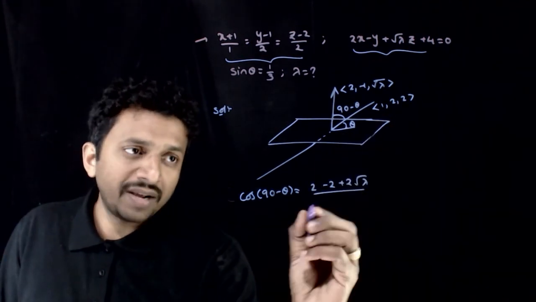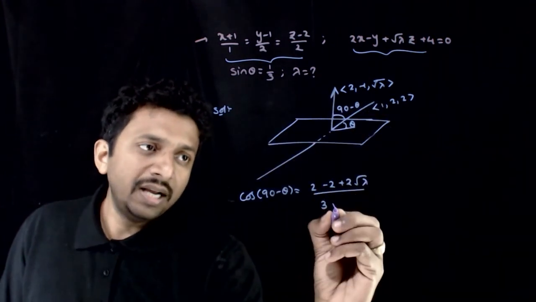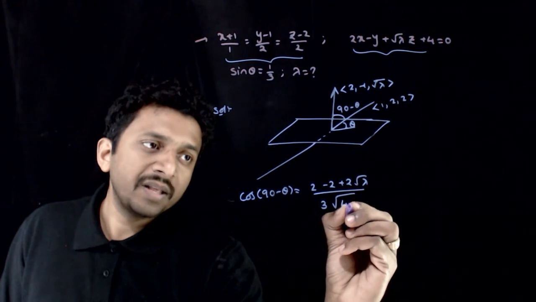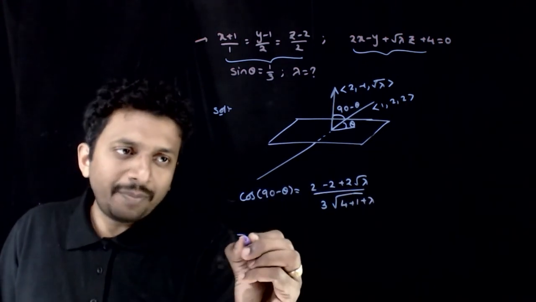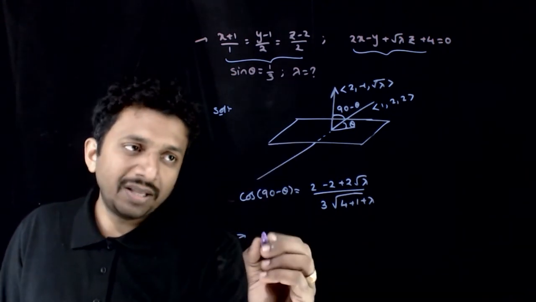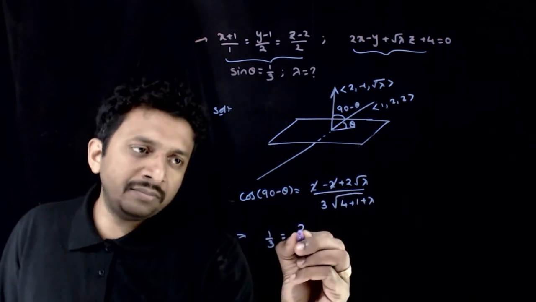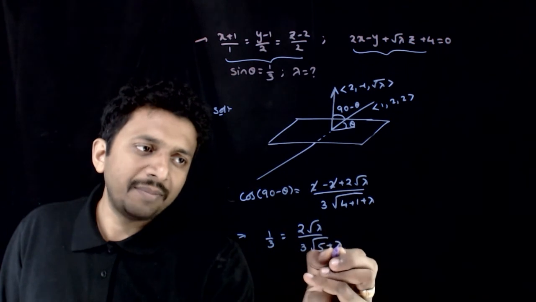the magnitude of this vector is 3, root of 2 square plus 2 square plus 1 square, into root of 2 square plus 1 square plus lambda, that is 4 plus 1 plus lambda. This implies cos of 90 minus theta is nothing but sin theta, which is given as 1 by 3. So 1 by 3 is equal to, these two get cancelled, 2 root lambda by 3 root 5 plus lambda.